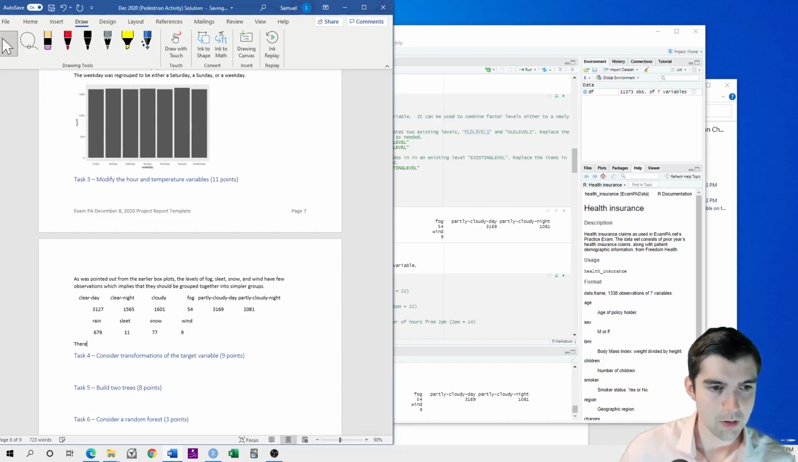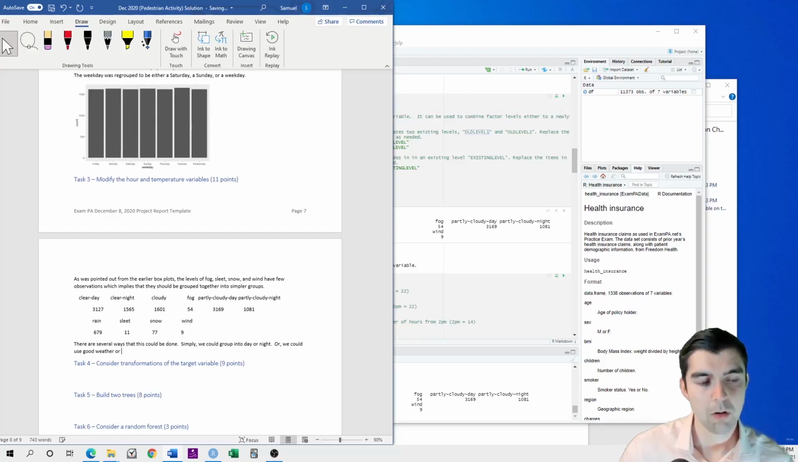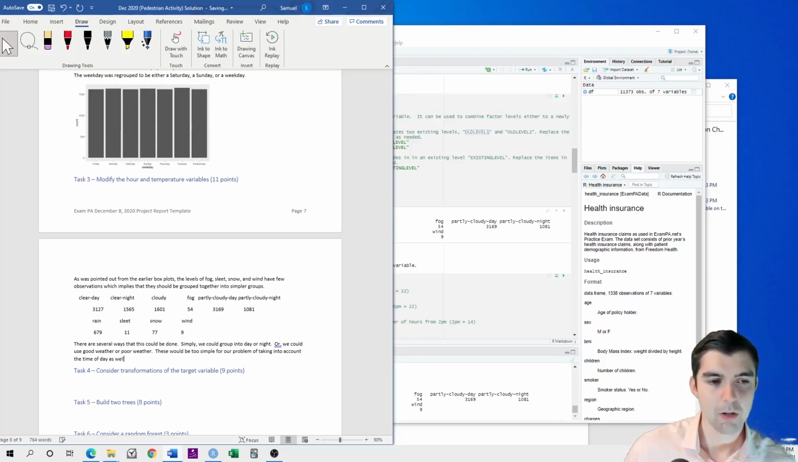You know, there are ways that this could be done. Simply, we could group into day or night, or we could use good weather or poor weather, because let's try instead a middle. These would be too simple for our problem of taking into account the time of day as well as the weather conditions. And so we will use these groups.